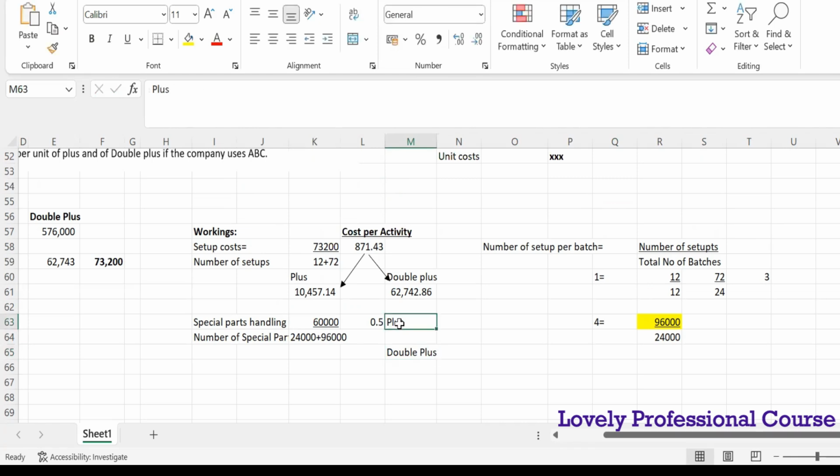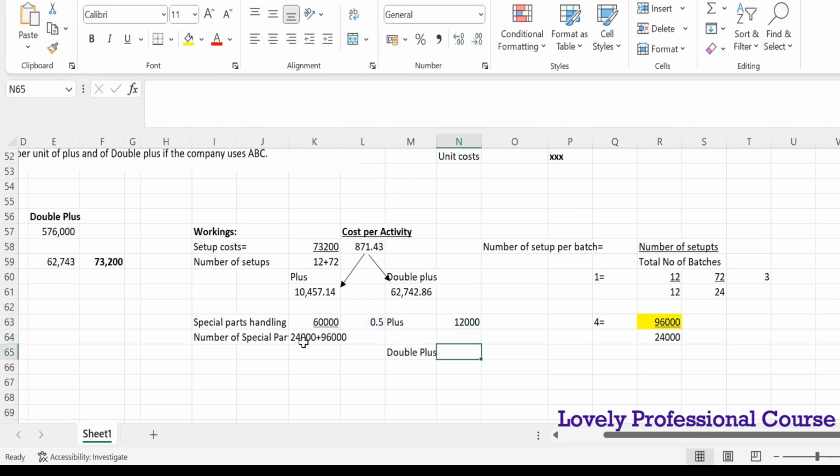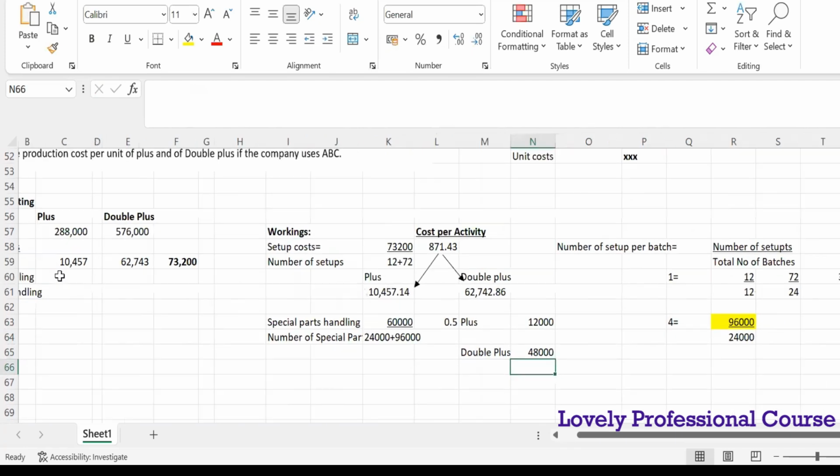So how to work on this plus? I will take this and multiply by this 24,000. This 24,000 for plus will give me 12,000. And even here I will take this cost per activity and multiply by this 96, which is this 48. So these are my correct figures.